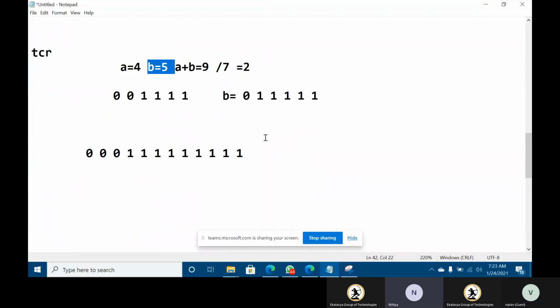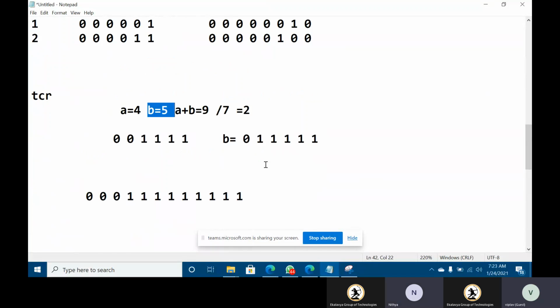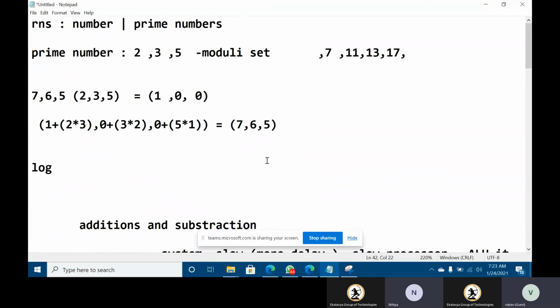Got it? Yes, sir. I will send you the code. Not to worry. If you want the explanation, I will do the code explanation as well. Once I complete it, I will share it with you.